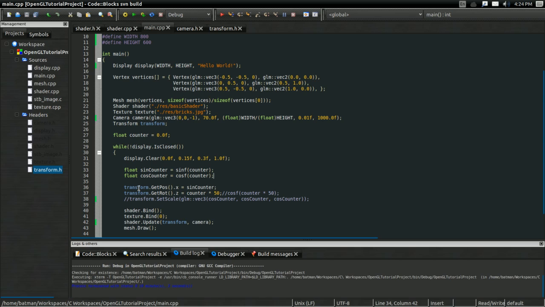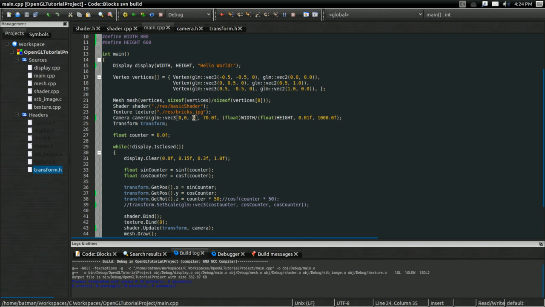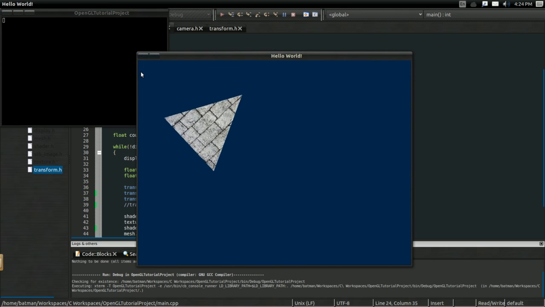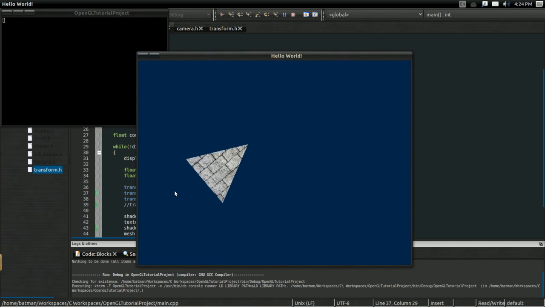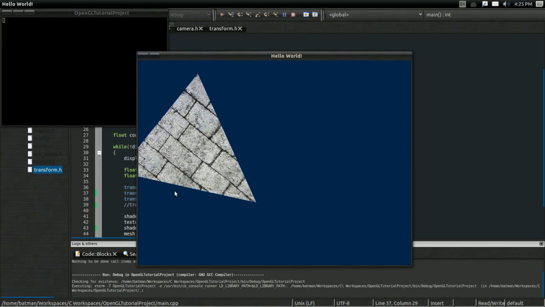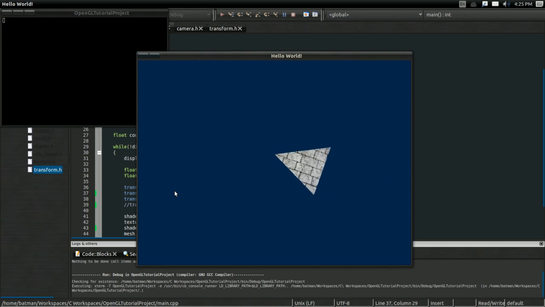And I can even say something like transform.getPosition.getY is cosine counter. And probably want to actually set this 2 units away. So now it should be moving sort of closer and further away from the... Oh, right, that's Y, not Z. Whoops. Position.Z. There. So yeah, now it's sort of getting closer and further away from the camera. So yeah, we're getting, I think, a pretty nice sense of perspective of all of this.